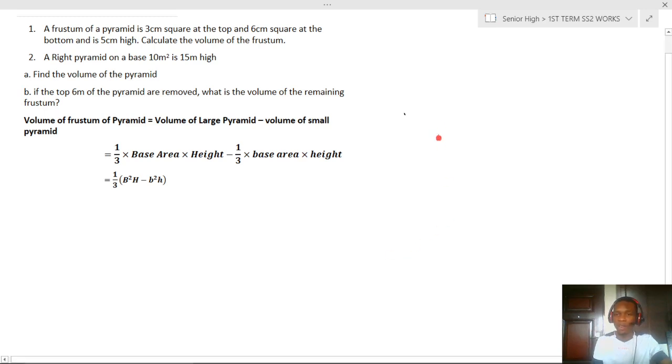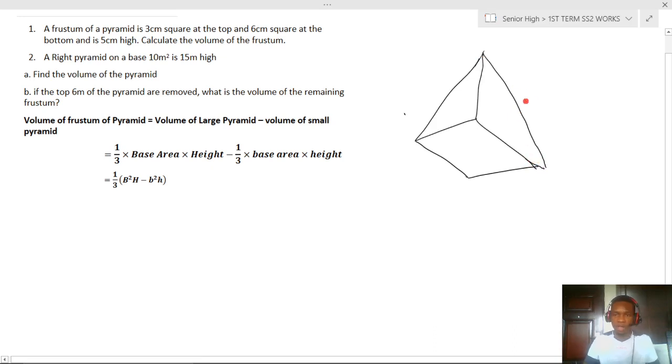So let's look at how the diagram will look. Now we know that the frustum of this pyramid has a square base, so it is square based. Then we know that this is the pyramid. When you're drawing this, you have to use your ruler, but let's just do this freehand for now.